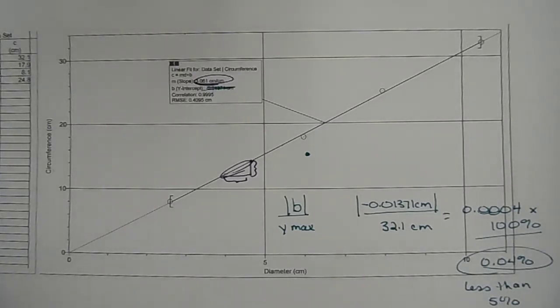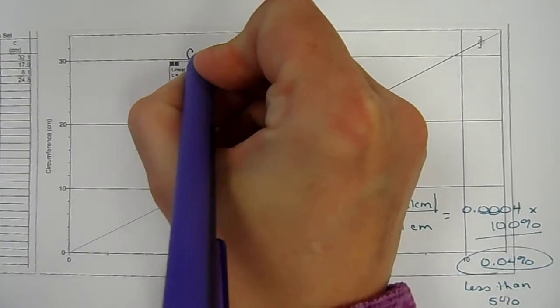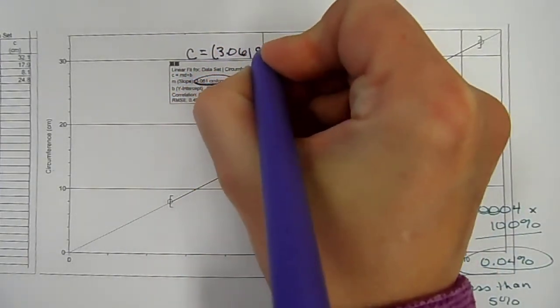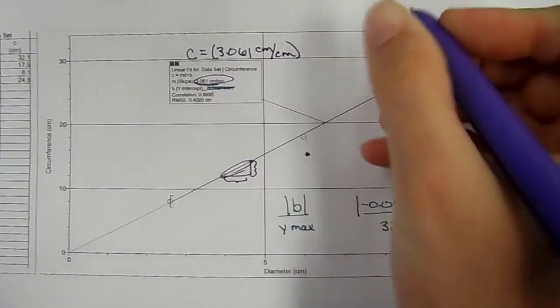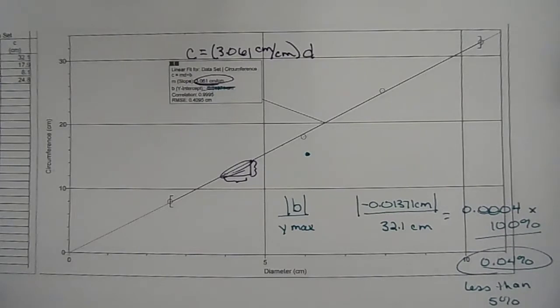So a circle with a diameter of 1 centimeter will have a circumference of 3.061 centimeters. If we increase the diameter to 2 centimeters, the circumference will be 6.122 centimeters. Now if we come back to this equation that we wrote, that I don't have on here, so this was our equation. Circumference was equal to our slope times the diameter.